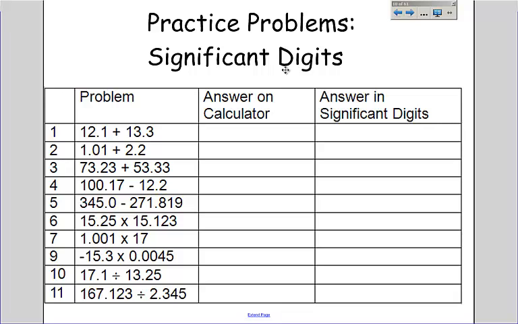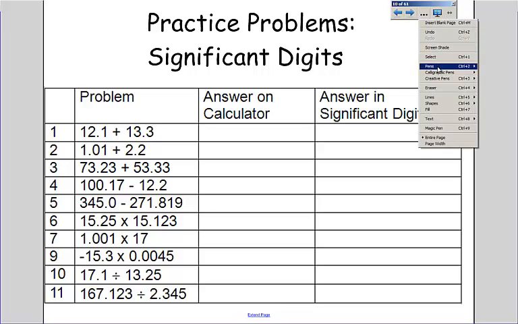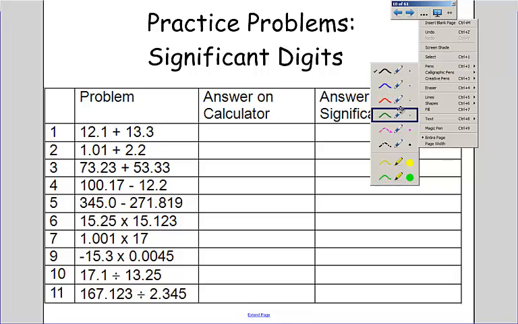Now, for the last part of this lesson, we're going to do some practice, and I'm going to do 2 with you to start off with, and then please complete the rest of the questions on your piece of paper, and then we'll go over them tomorrow. So, for these problems here, I'm just going to get out my handy-dandy pen, green.